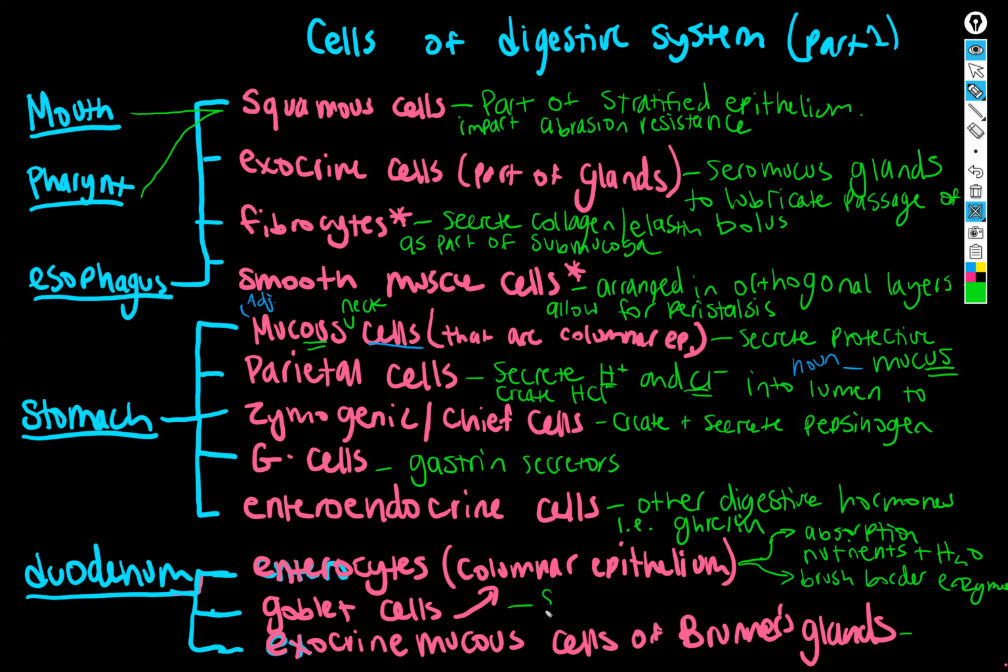Goblet cells. There's that noun form of mucus again, and then the exocrine adjective form, mucous cells of the Brunner's glands secrete bicarbonate-rich mucus, which has the added bonus of being alkaline in addition to being mucus. So it's both buffering and also lubricating, does two jobs. Okay, so that is the starter or part one of cells of the digestive system.